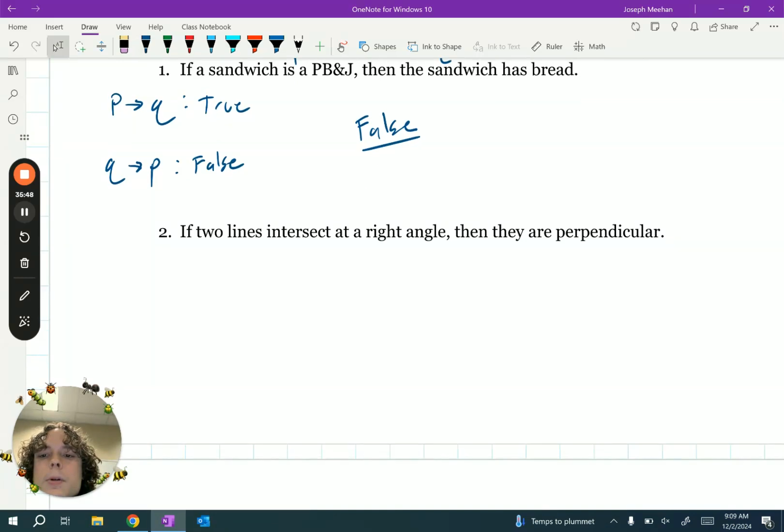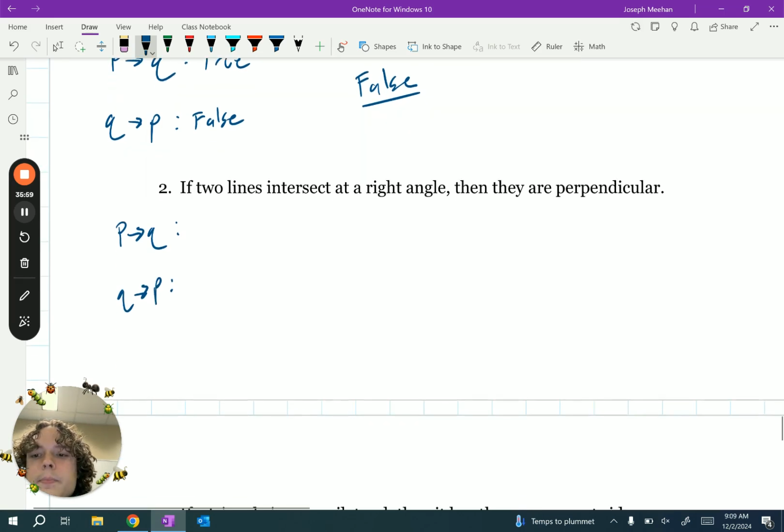False. Not a biconditional. Number 2 says if two lines intersect at a right angle, then they are perpendicular. So if P then Q, is that true? If Q then P, is that true? Well, if P then Q is the original conditional. If two lines intersect at a right angle, then they are perpendicular. I think that's true. That's like the definition of being perpendicular. All right? What about if it says if Q then P? So if two lines are perpendicular, then they intersect at a right angle. I think that's true as well.